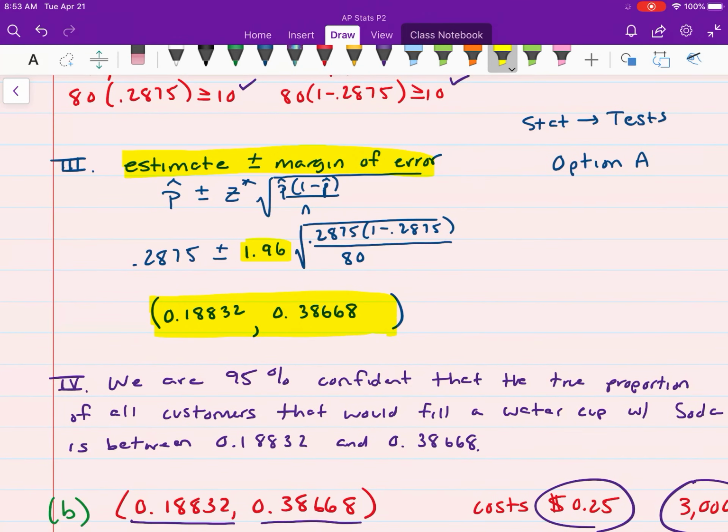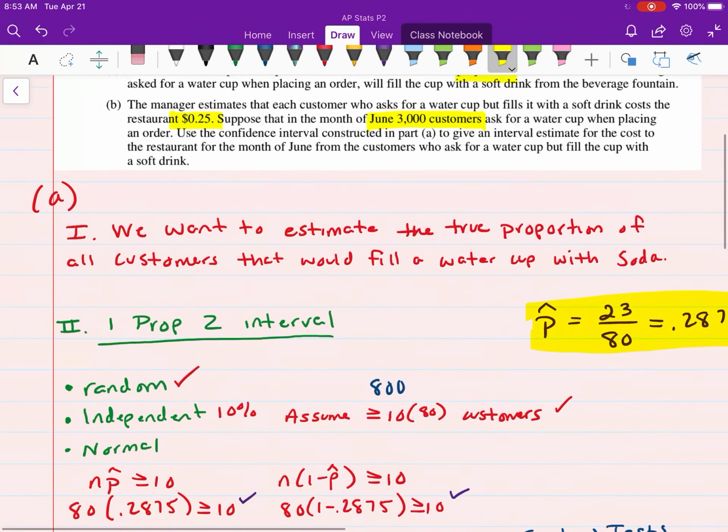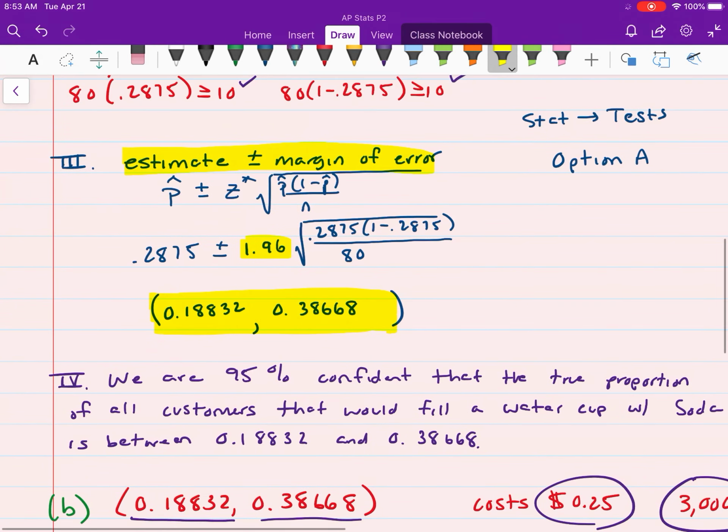Part B said that it costs this manager 25 cents every time somebody asks for a water cup and then fills it up with soda. And in the month of June, there were 3,000 customers. So we have to figure out an interval of how much money this is going to cost him. The interval from part A is an interval of the proportion of his customers. If I round off to make this easier to say, between about 19% and around 39% of his customers are going to ask for a water cup and fill it up with soda.